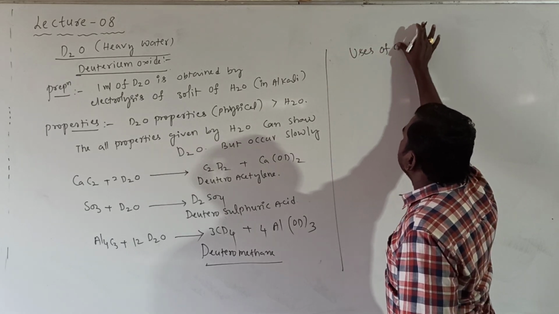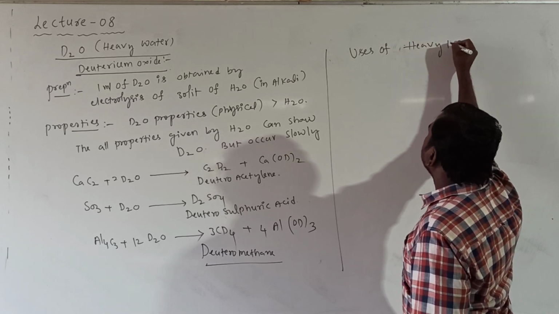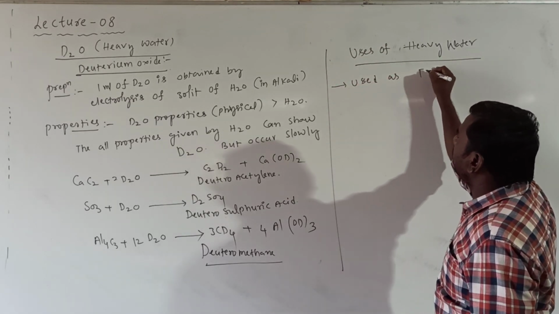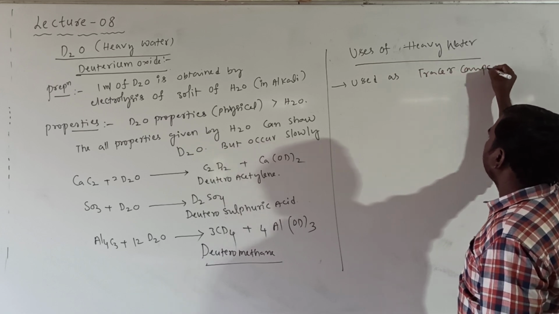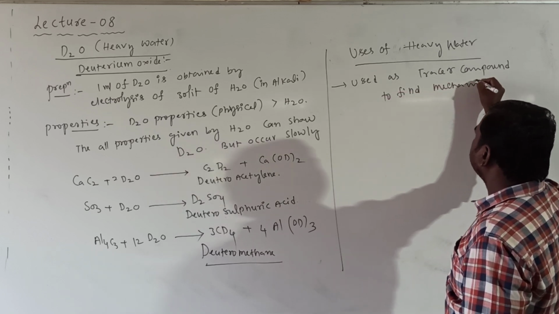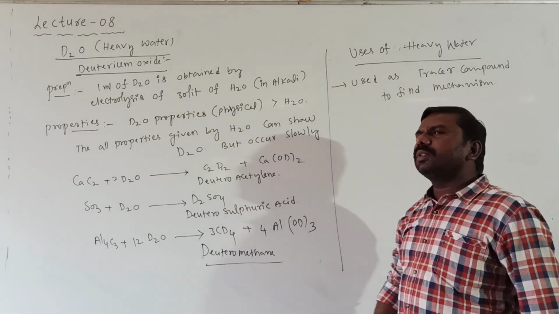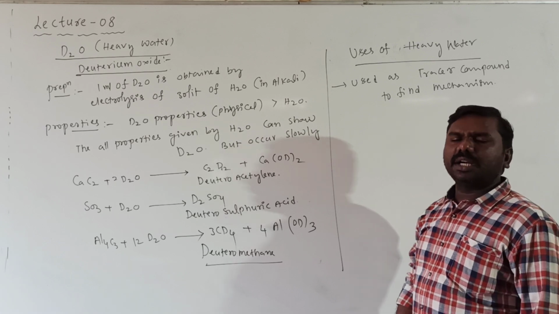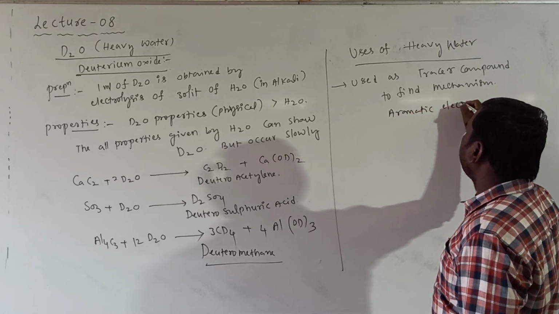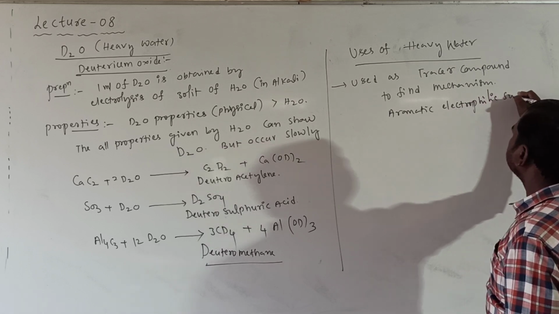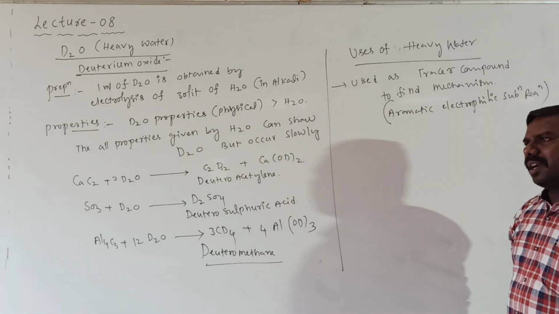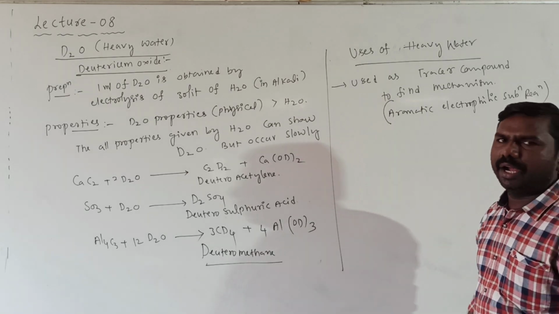And few uses of heavy water. Uses of heavy water. It is used as a tracer compound to find the mechanism especially. It means to know the mechanism experimentally, one compound is required, which is called a tracer compound, especially for aromatic electrophilic substitution reactions. How will the reaction happen for this? That should be traced by a compound, deuterium oxide.